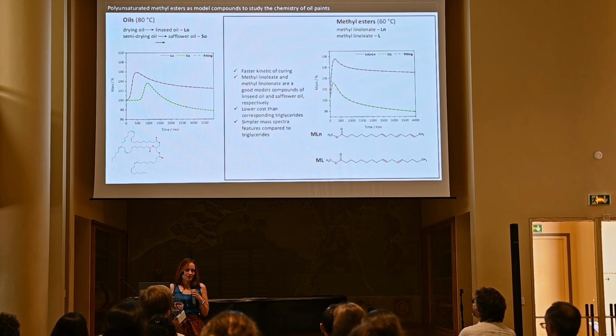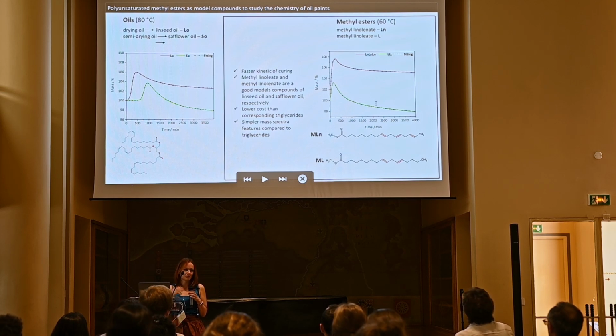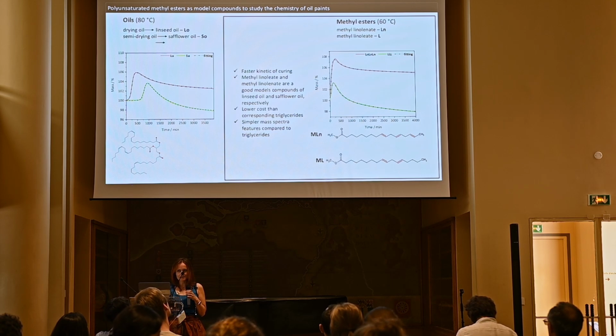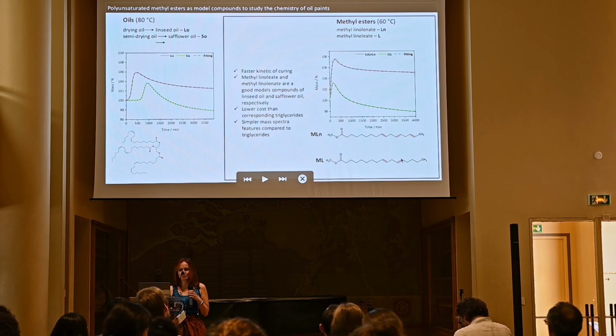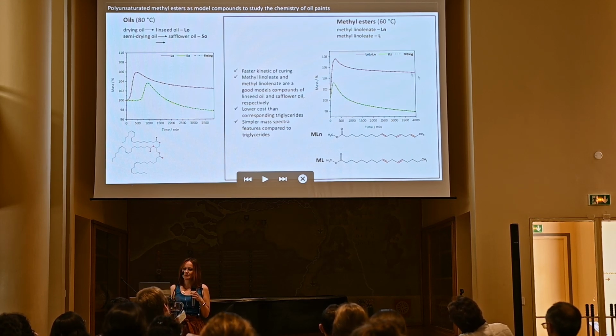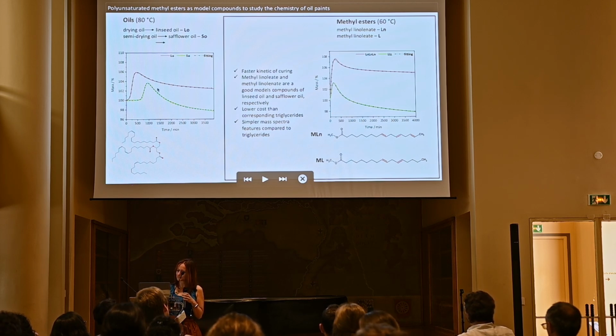We looked at their oxidative behavior in comparison to the oils, and what you can see is that, of course, they behave differently because they are different, but the general tendency towards oxidative degradation is very similar. This is methyl linoleate, 2 double bonds, behaves very similar to safflower oil, and this is methyl linolenate, so 3 double bonds, and behaves quite similar to linseed oil.